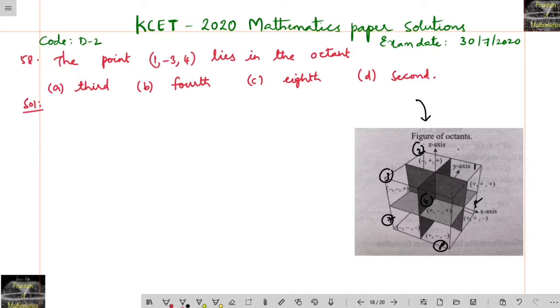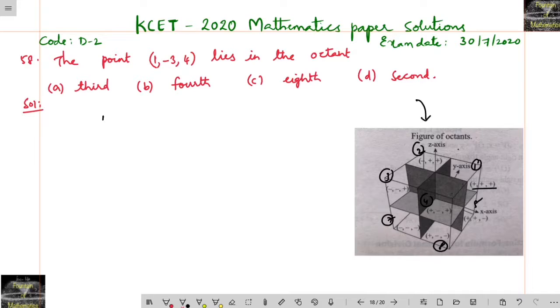So there are 8 spaces. These are called octants. So the first octant will be plus plus plus, the second octant minus plus plus, the third octant minus minus plus, the fourth octant plus minus plus, the fifth octant plus plus minus, and then the 6th, 7th and 8th. This is how the octants are described.